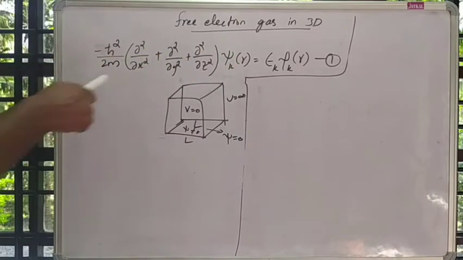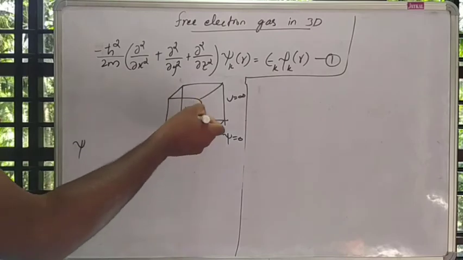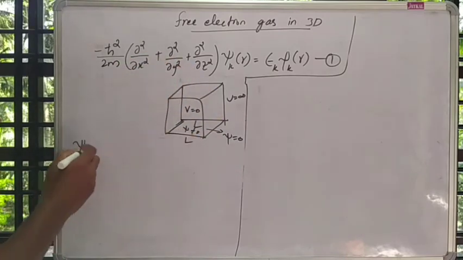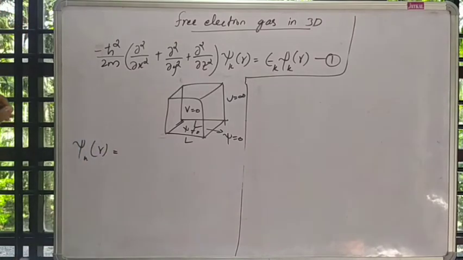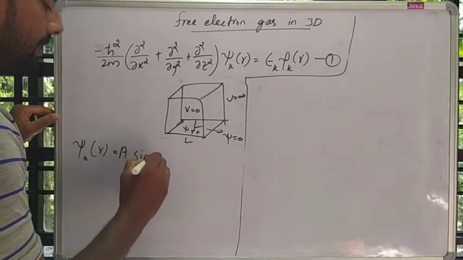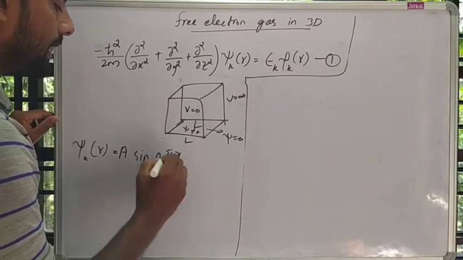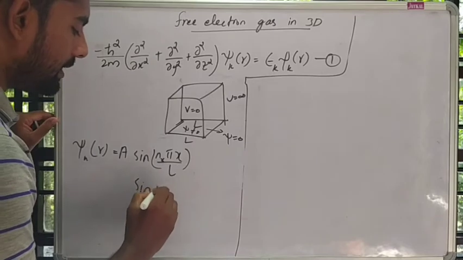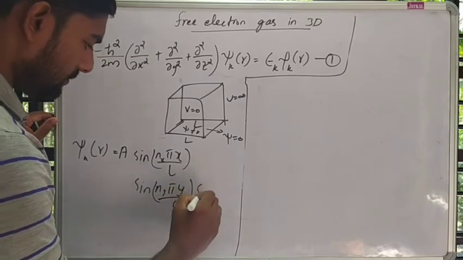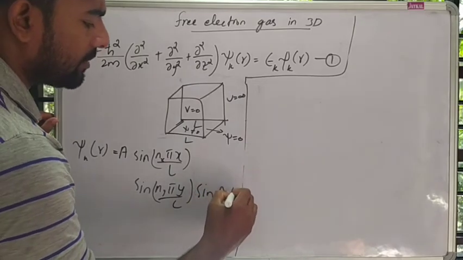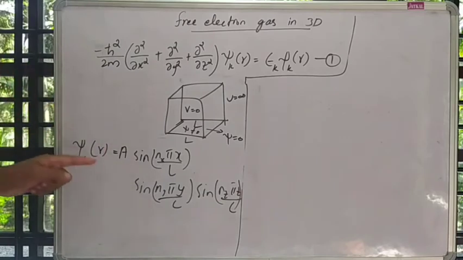The solution for this Schrodinger equation, if it's confined in a cube of edge length L, is psi n of r equal to A sine n x pi x over L, sine n y pi y over L, sine n z pi z over L. This is the solution for this wave equation. This is the equation of a standing wave.